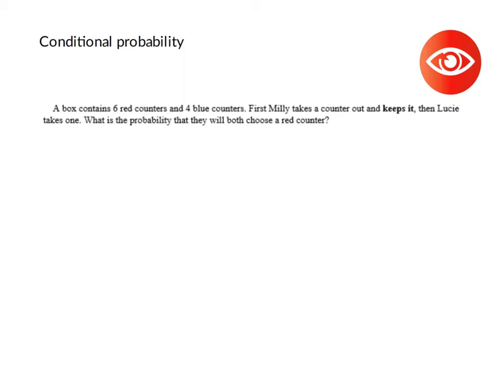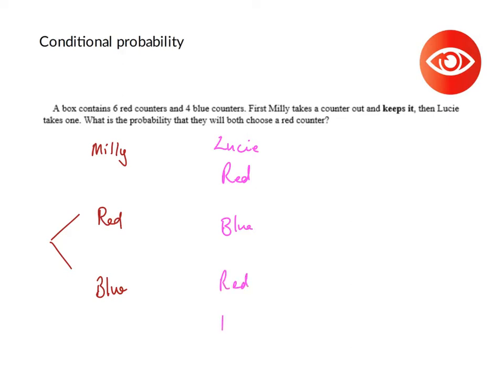So the first thing is that Millie is going to take out a counter. Now she can either have red or blue. So that's 2 branches to start with. And then after Millie has taken out a counter, she keeps it, and then Lucci is going to take out another one. So his results are dependent on what Millie does, but he can still only take a red and a blue. So our tree diagram will look like that.